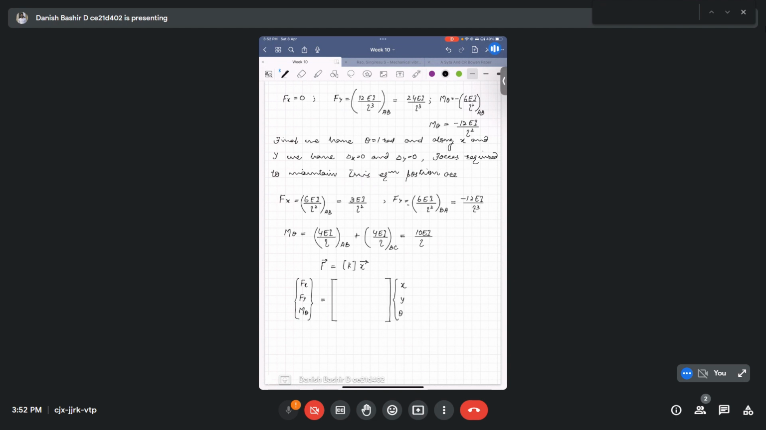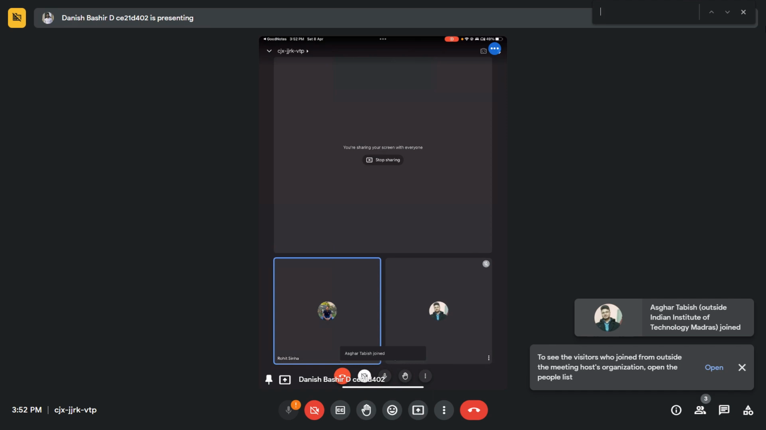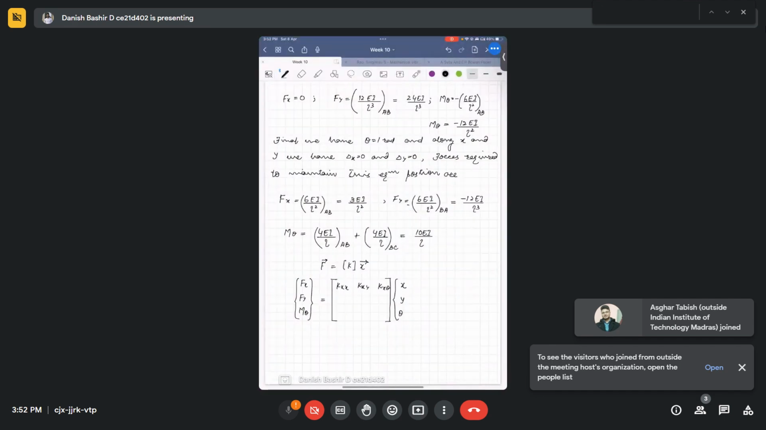So this will be kxx, kxy, kx theta. Then we will have kyx, kyy, ky theta. Similarly, this will be k theta x, k theta y, k theta theta. These are the nine stiffness components, and we already derived them.